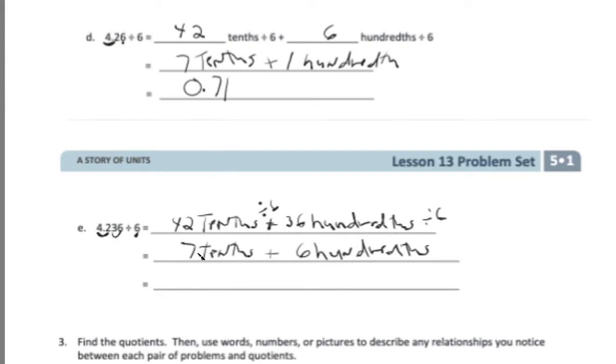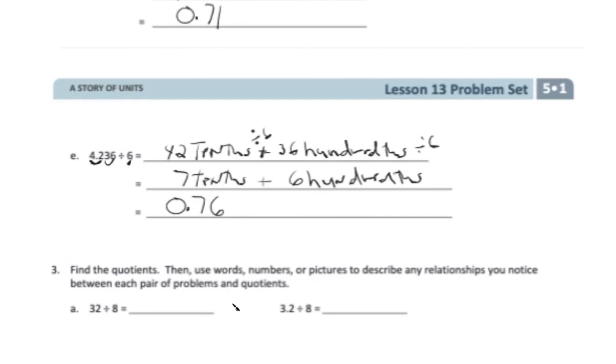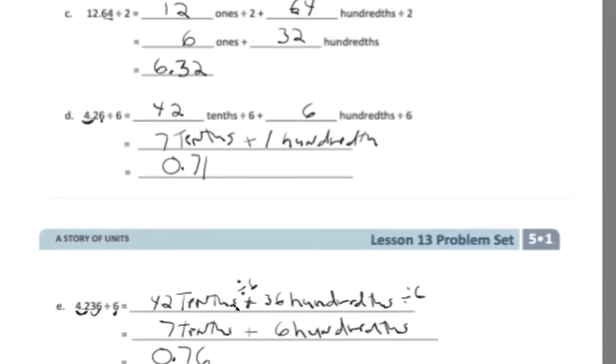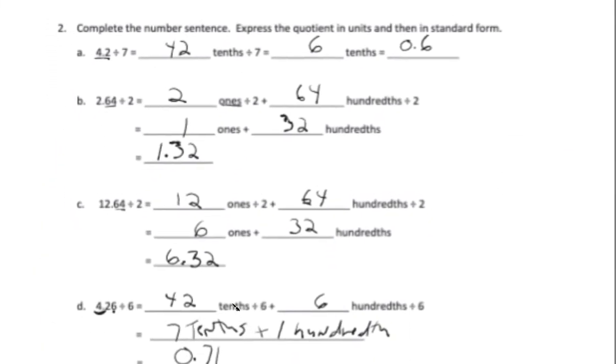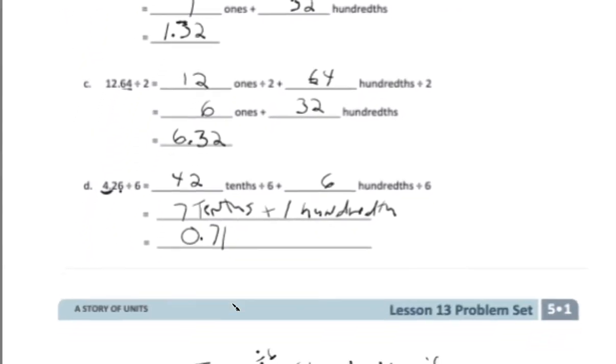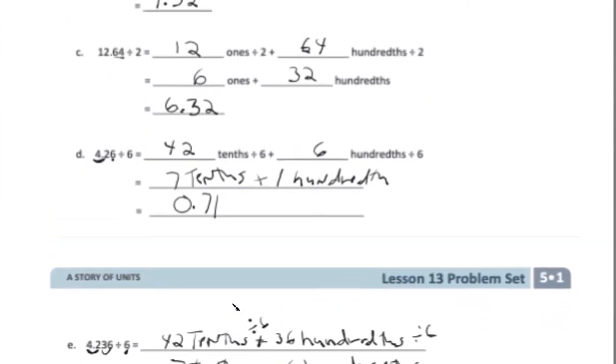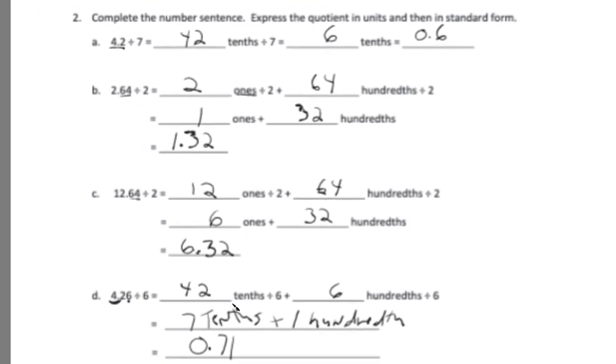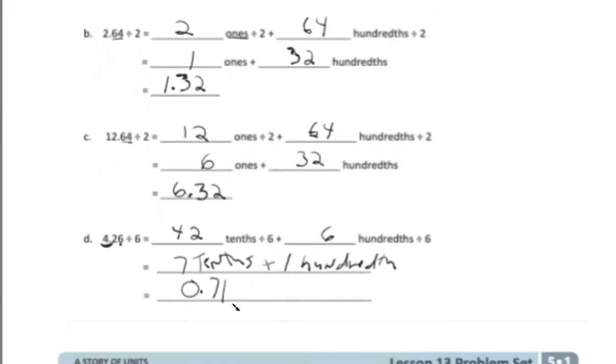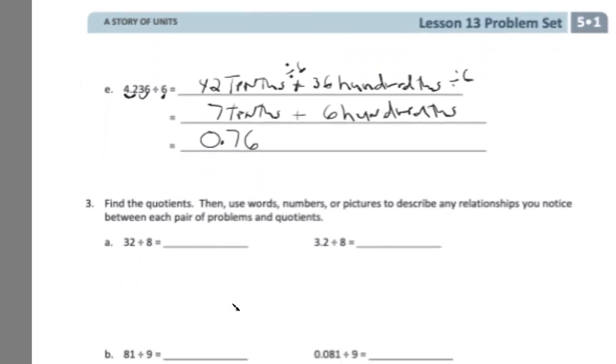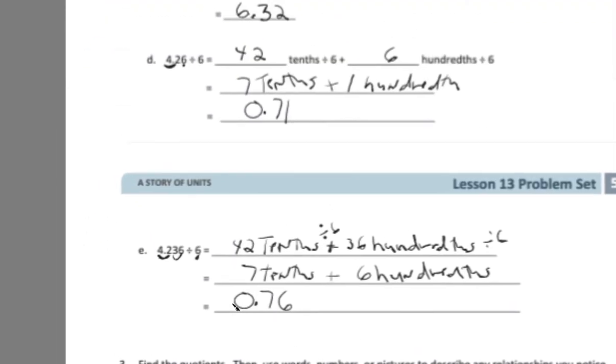Now I'm going to write it in standard form. 7 tenths and 6 hundredths. There's my answer. All right. That's what we're doing. Go ahead and pause your video if you haven't done it already. Go ahead and finish all of the number 2 questions in your packet using this as an example, and then come back to me when you're ready to do part 3. I'll wait here.